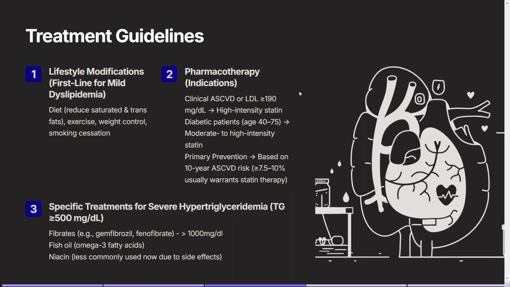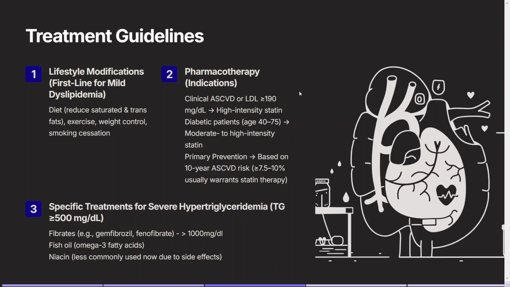Fibrates are good, but because of their side effects, they are not generally used for mild to moderate hypertriglyceridemia. You always want to do lifestyle modifications in that, and also use fish oil, the omega-3 fats. Make sure you talk about diet, exercise. Niacin, we don't use it much because of a lot of side effects. And in most of your practice, or most of your questions, the answer is always going to be statins.